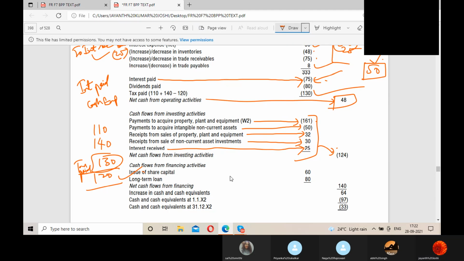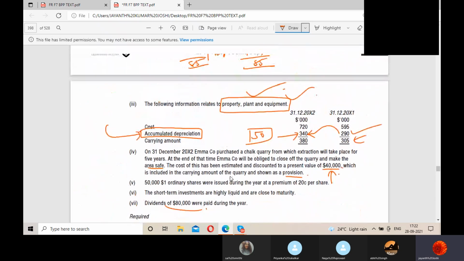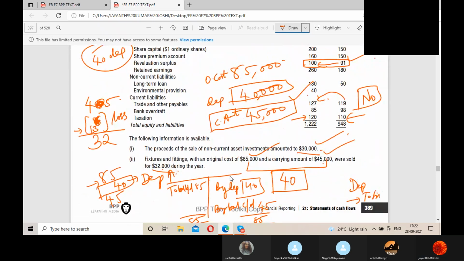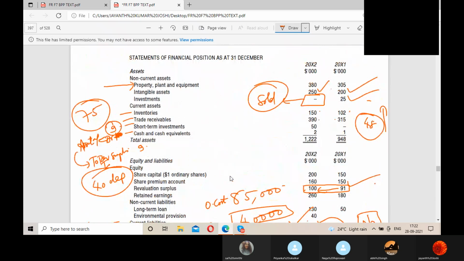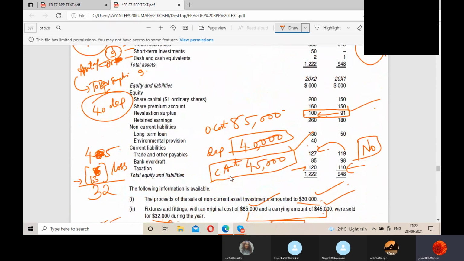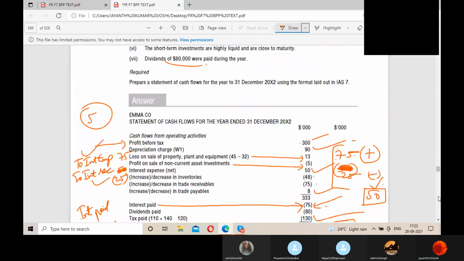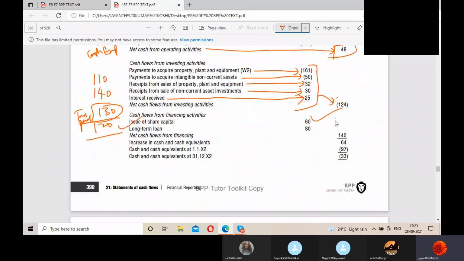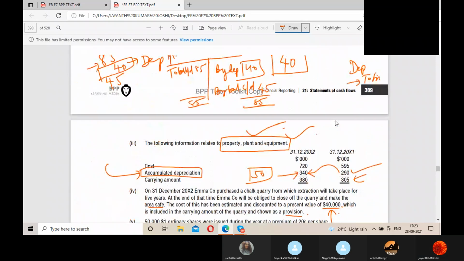Okay. So now let's go for the financing activities. Your share capital was 150, and here it is 200. So you have raised capital, correct? That is a cash inflow. And your share premium has also increased, so again 10 you need to add. So it is 60, and you got a cash inflow of 60. Next point.